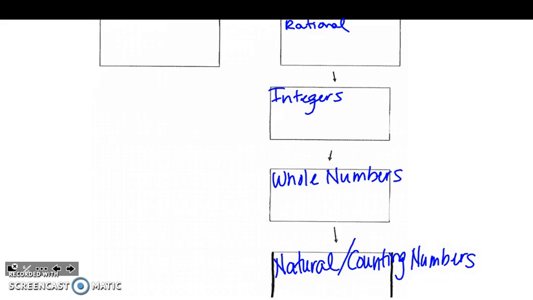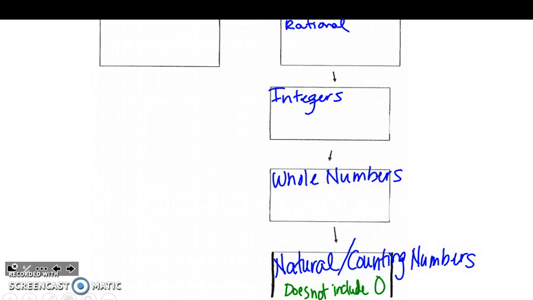Okay. So the only difference between whole numbers and natural numbers is that this does not include 0. When you first learned to count, you always started with 1. So your counting numbers would be 1, 2, 3, 4, 5, and so on. We never started counting with 0. So counting numbers don't include 0, but they include every other positive whole number.